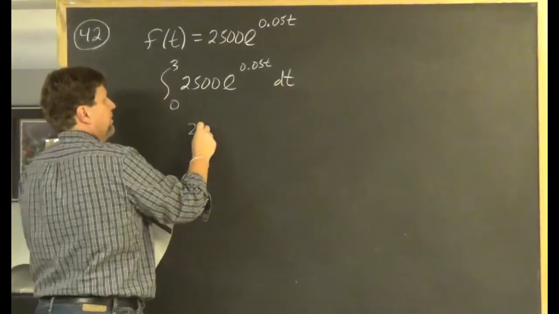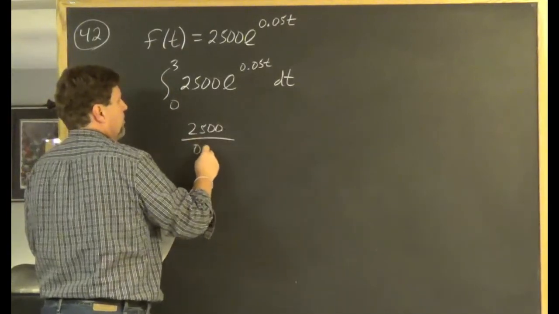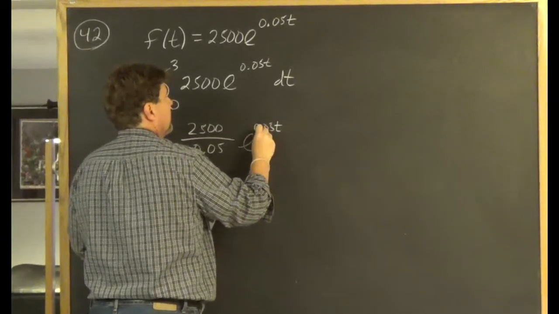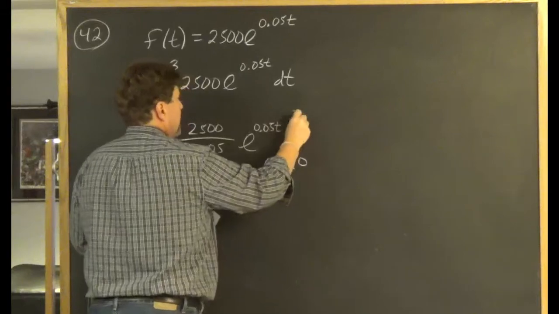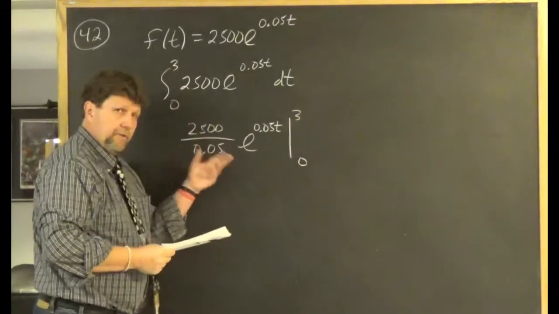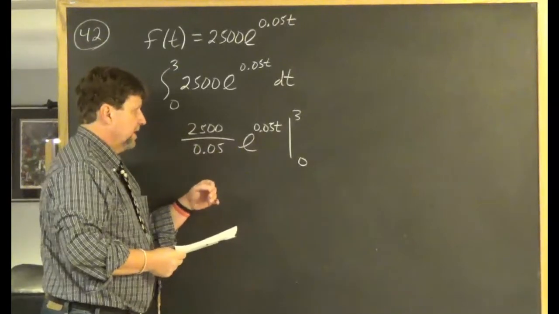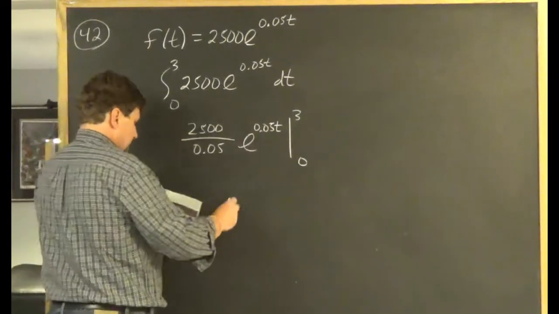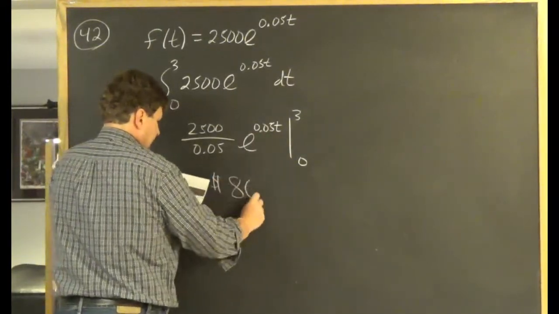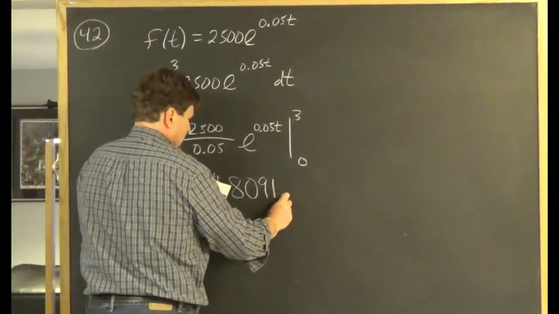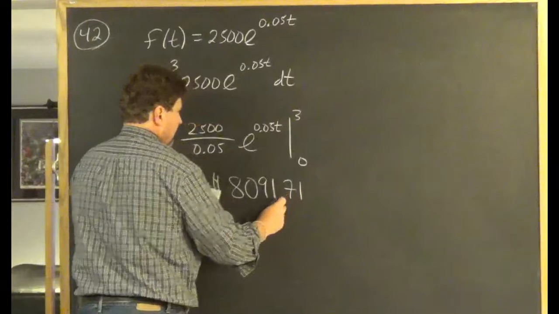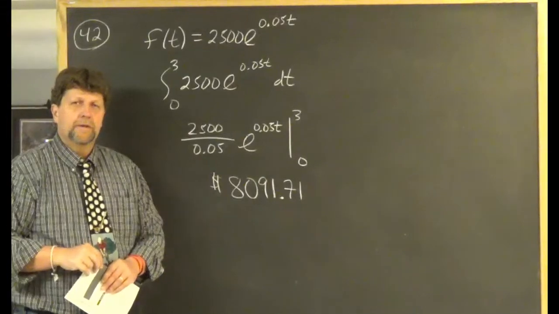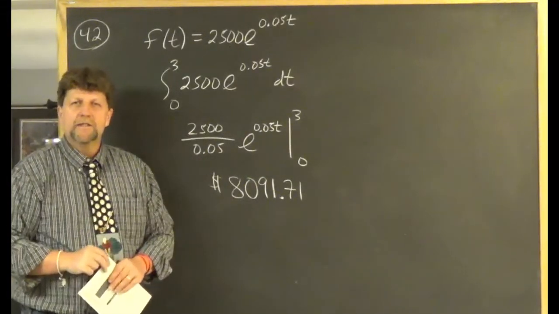Very easy antiderivative, 2500 over 0.05 e to the 0.05t, evaluated from 0 to 3. Crank this through the calculator, fundamental theorem of calculus. Remember the 3 goes in first, minus the 0 goes in, and you get $8,091.71. And that was it for number 42. So let's head on back to the slides now and see what's next.